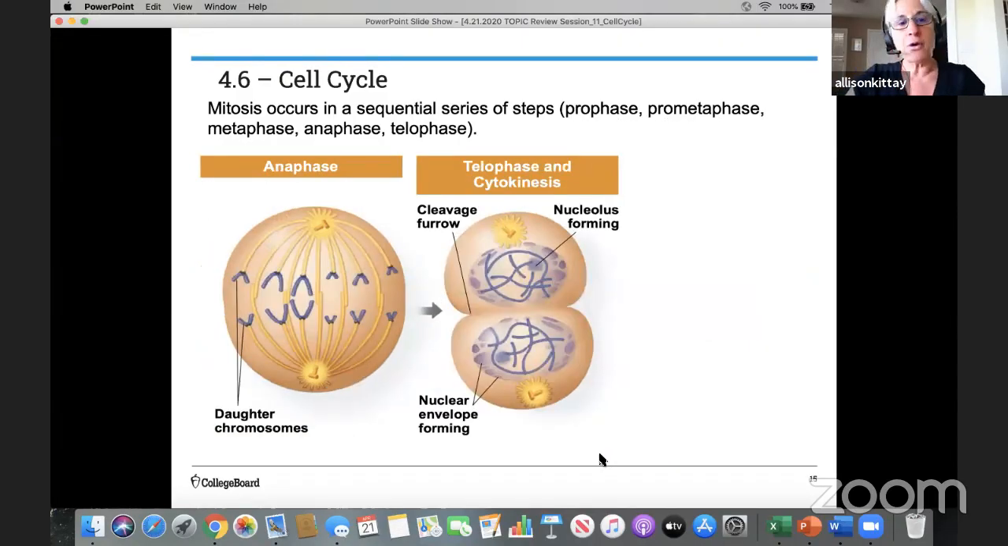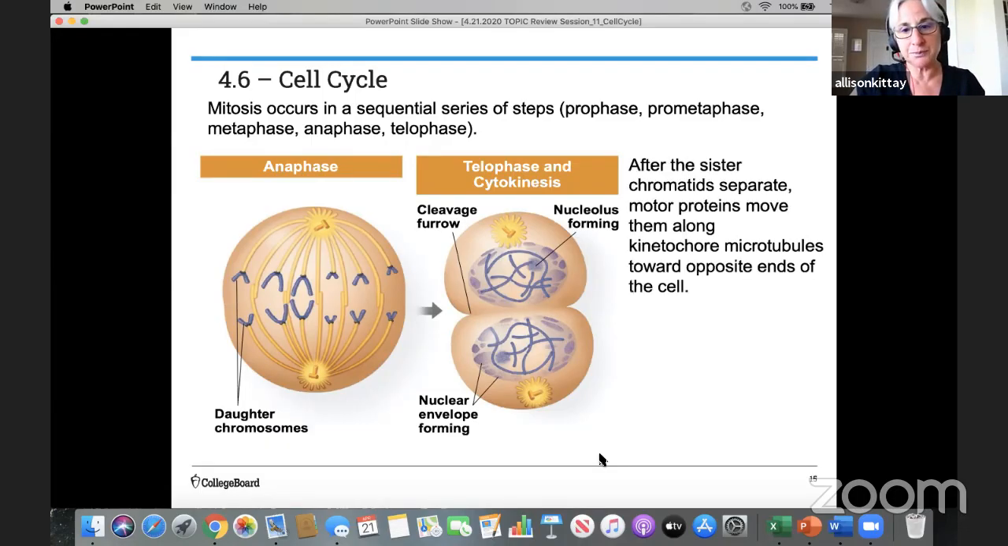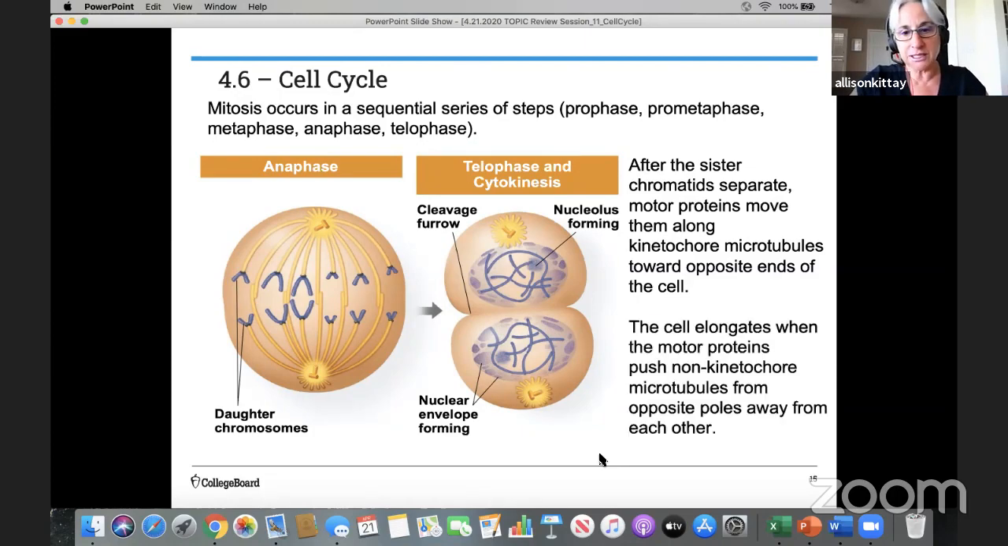Okay, so then we see that anaphase is next, and in anaphase, you see the chromatids being pulled to opposite sides of the cell by those kinetochore spindle fibers. And what's happening to move them is there are actually motor proteins that will pull toward opposite sides of the cell. And then finally, we get telophase and cytokinesis.